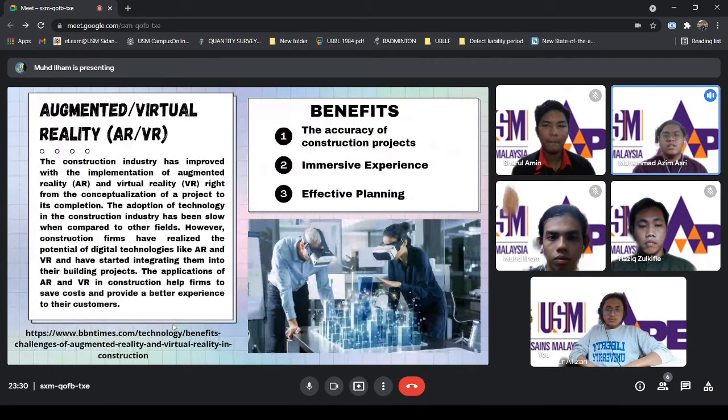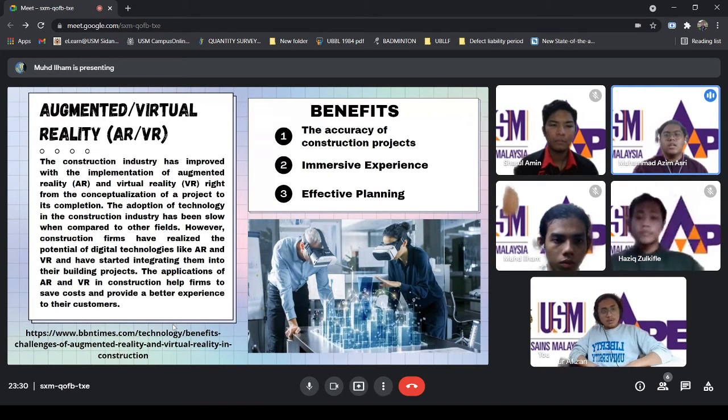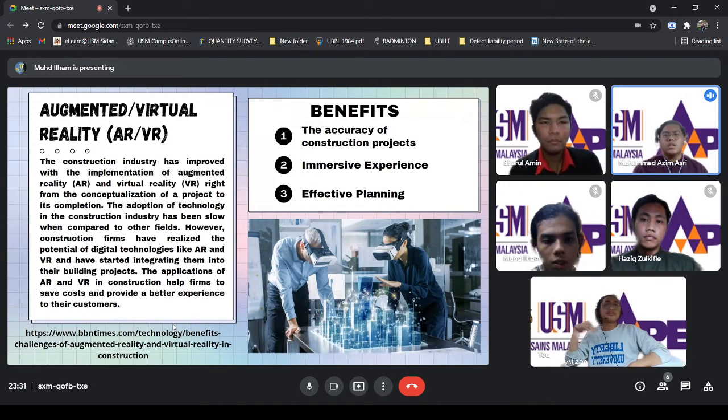Okay. The second sub-criteria is augmented reality and virtual reality, which is AR and VR. The use of VR and AR technology in the construction industry will facilitate construction work and it gives many benefits. Among the benefits of using this technology are effective planning on the project, an immersive experience for the industry player on the site, and also the accuracy of construction project data and plan.